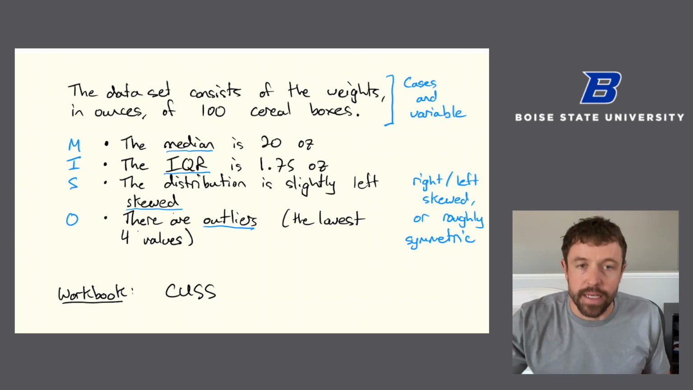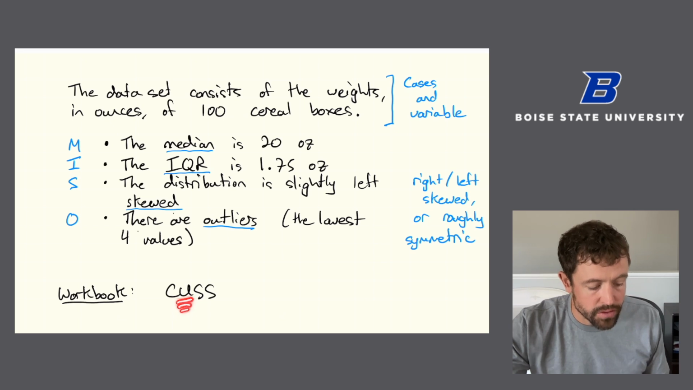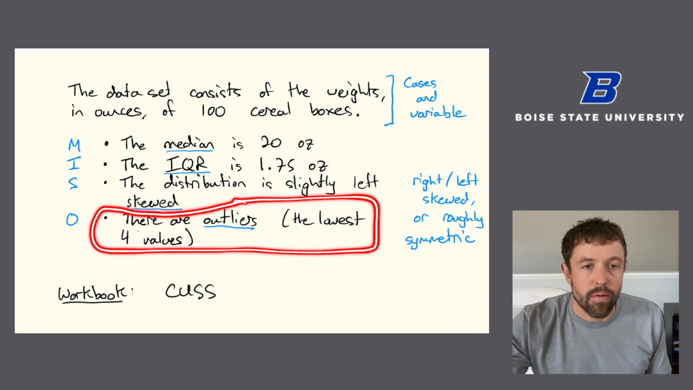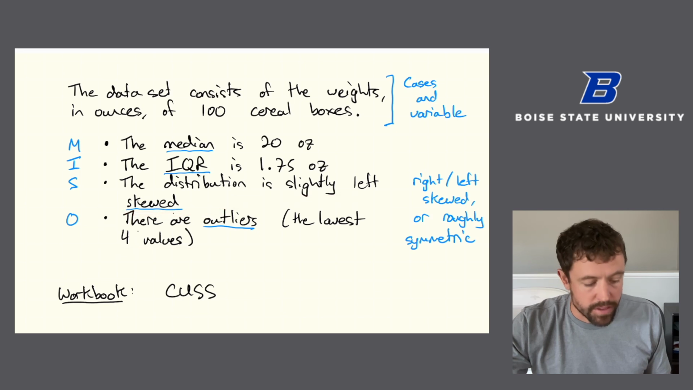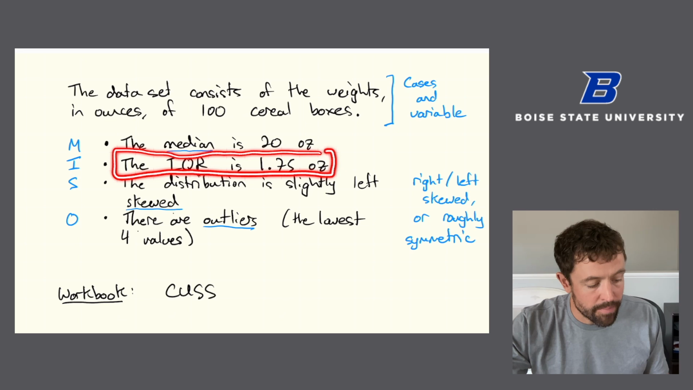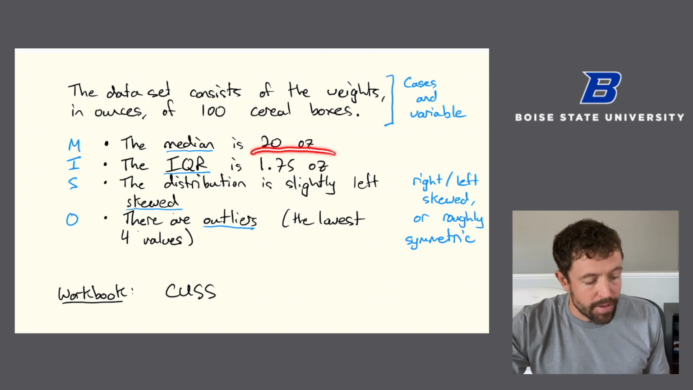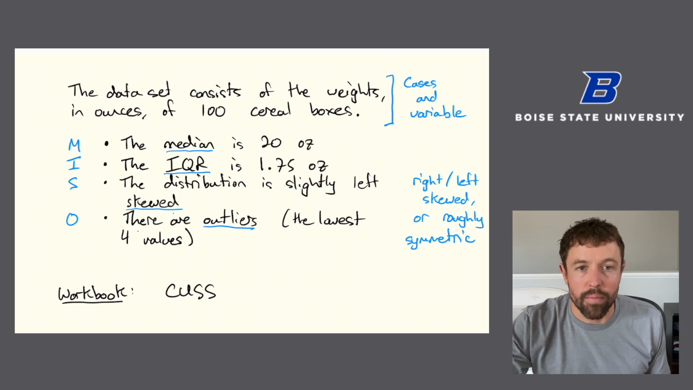Okay, the next thing in this mnemonic, U, is unusual features, and really what we care about there is outliers. And so I guess you could report other unusual features, but we really care about outliers here. The next S is spread, and I gave you the IQR. That's a measure of spread. You also could give the standard deviation as a measure of spread. I prefer the IQR when describing a distribution because it has a nice interpretation. This is saying that the middle half of cereal boxes are within 1.75 ounces in weight of each other, whereas the standard deviation is a bit more complicated to understand what it's saying.